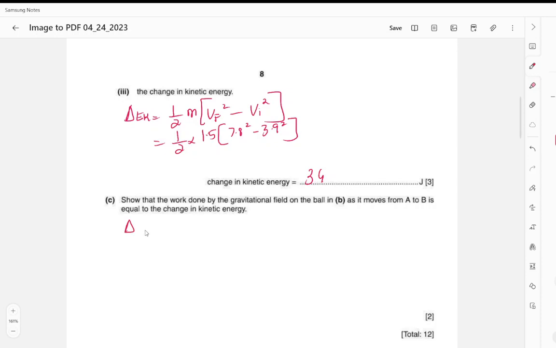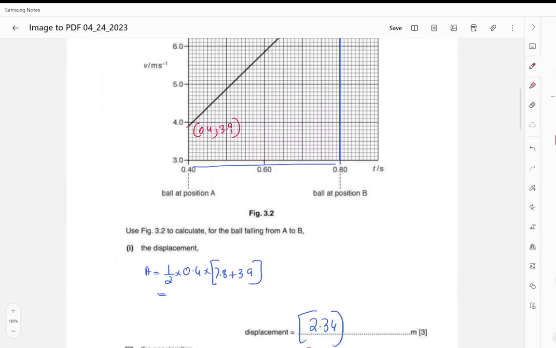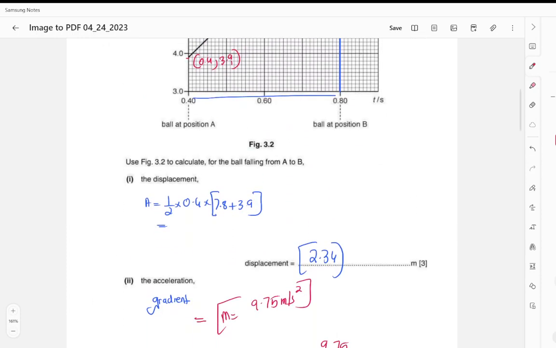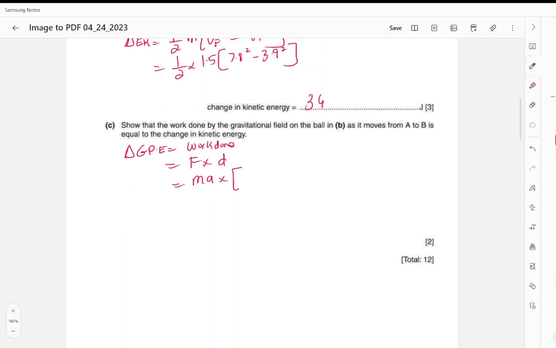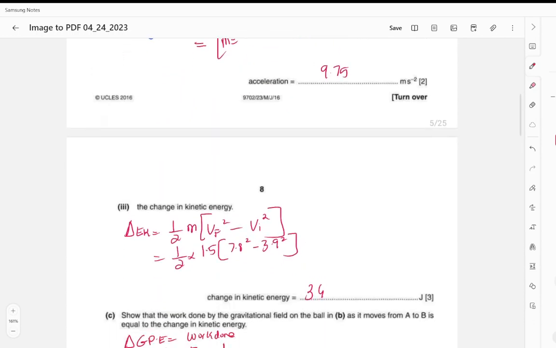So change in GPE is actually equal to work done, which is equal to force into distance. Force हम लोग निकाल लेंगे, mass into acceleration. So this is going to be mass into acceleration multiplied by the distance. Distance, I think हमारे पास A to B तो हमने पहले ही निकाल लिया था. I think the displacement was actually 2.34, so I'm just going to be using that. So this is going to be 2.34. The mass is 1.5, multiplied by the acceleration, we already found the acceleration, which is 9.75.